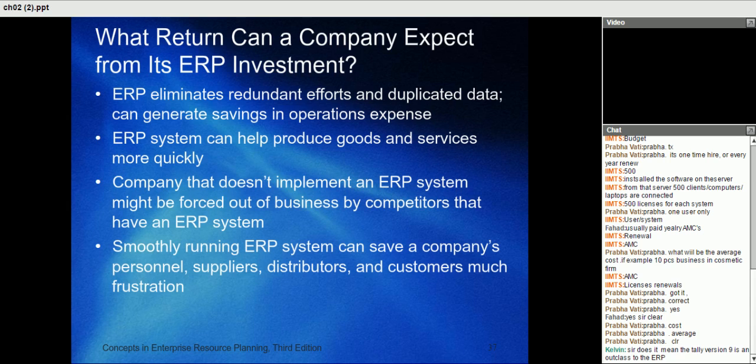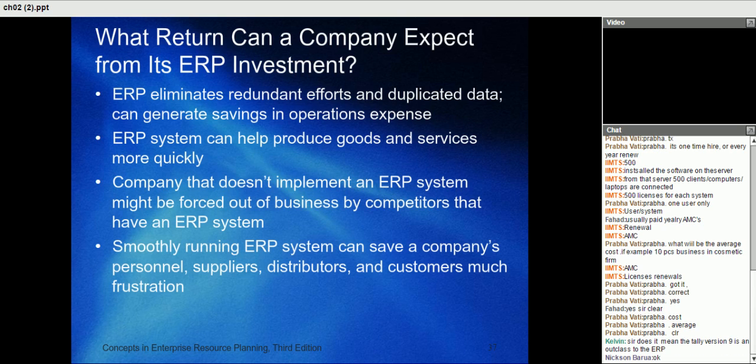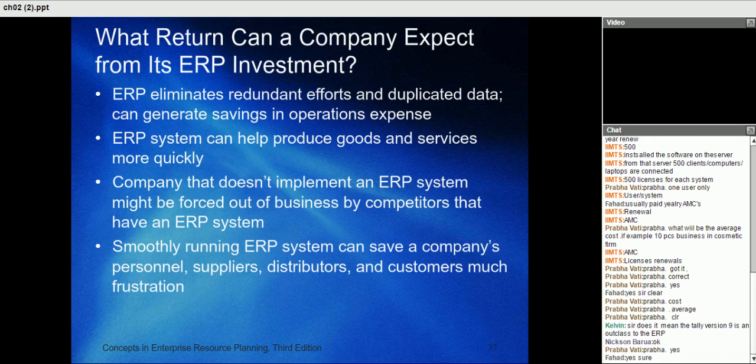So clear to all? Shall we go on to the quiz? Yes, Tally is something different. Tally is software related to finance. So Tally has nothing to do with ERP. Tally is altogether a different thing.